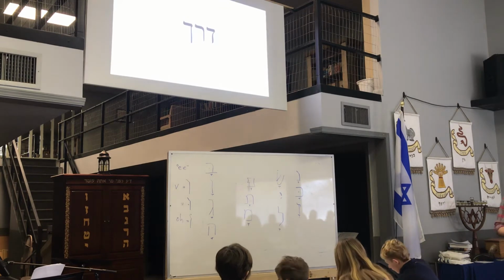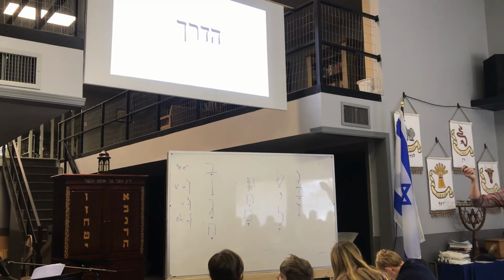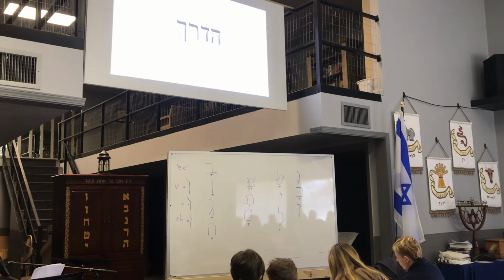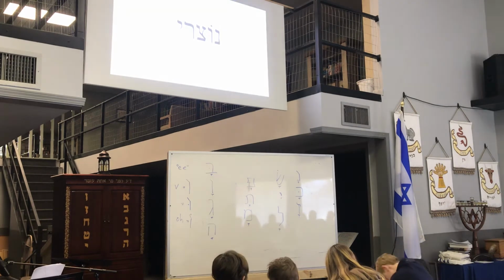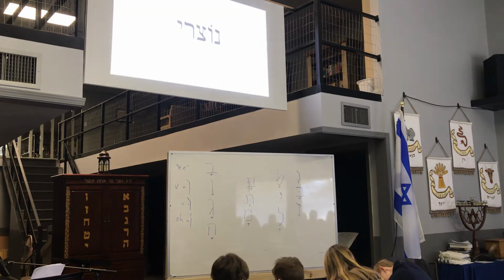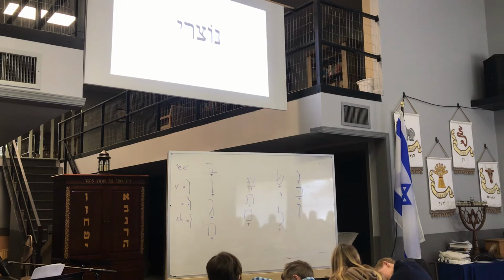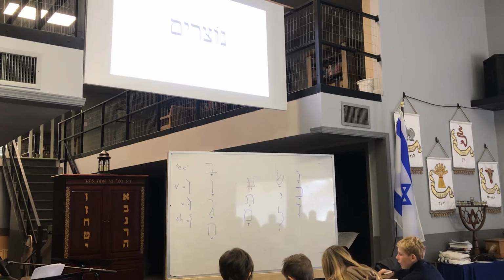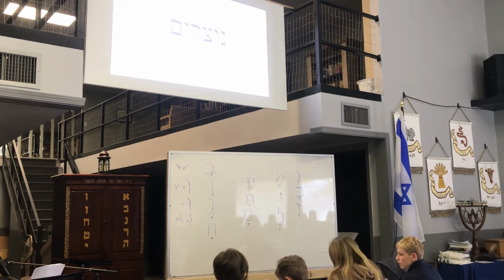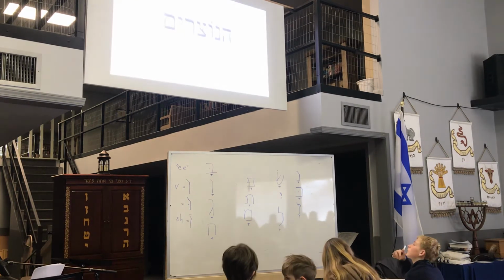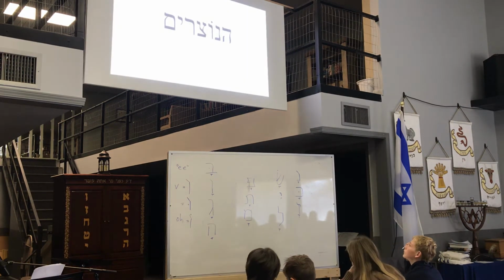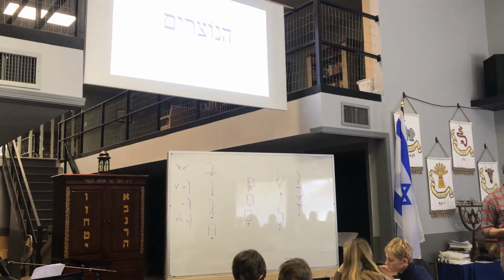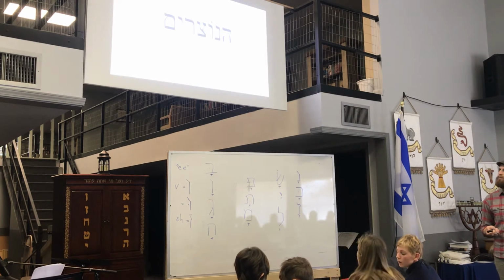What is this one? Derek. Derek. The way, right? Here is Ha Derek, the Way. And this is one of the earliest five times we are called this in the book of Acts, right? What is this? Notzri. And we're called this two times in the book of Acts, if I'm not mistaken. The Nazarene. Here are Notzrim, plural. Here are the Ha Notzrim, the Nazarenes. And we're called this a couple times in the book of Acts as well. The names of our movement.